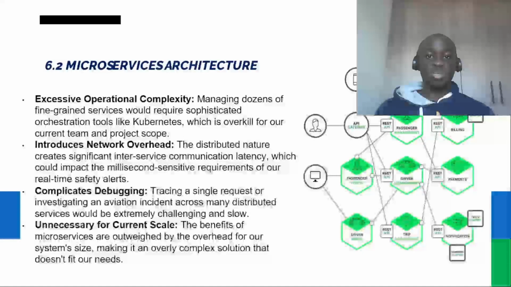The second architecture we rejected was the microservice architecture. Here are the reasons why. The first reason would be the excessive operational complexity, because as it manages dozens of fine-grained services, it would require sophisticated orchestration tools such as Kubernetes, which is overkill for our current team and our project scope.